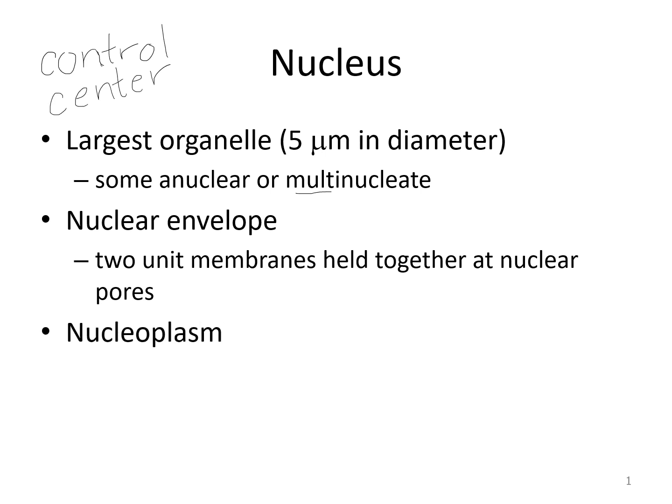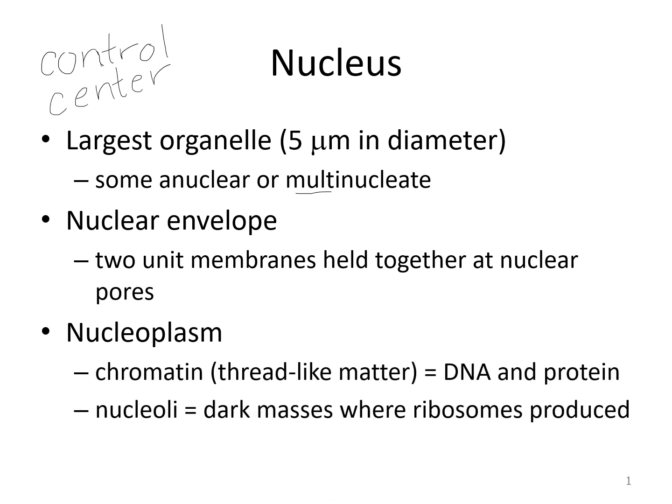And we also have what's known as the nucleoplasm. There's 2 different components there. The chromatin, which is thread-like matter comprised of the DNA itself, along with associated proteins such as histones. And then we have the nucleoli, which are the dark masses within the nucleoplasm where ribosomes are produced. And ribosomes are synthesizers of proteins.